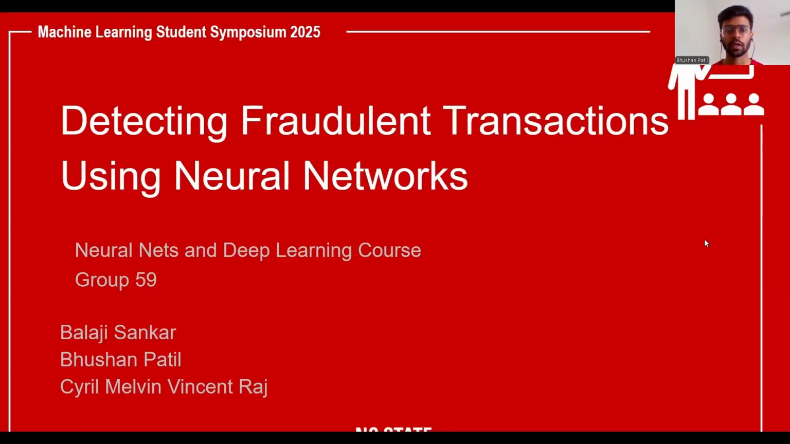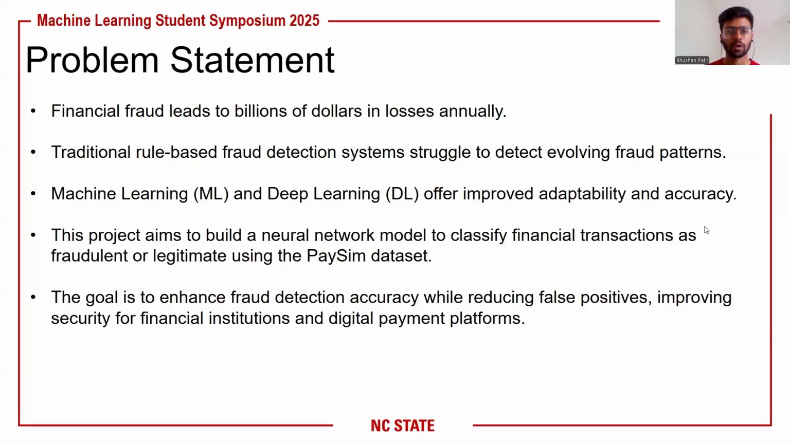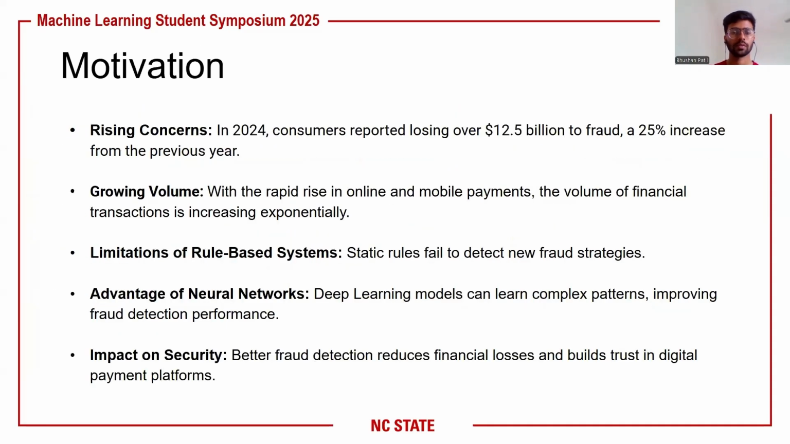We are Group 59 and we worked on fraud detection using neural networks. Financial frauds cost billions annually, and rule-based systems often miss new fraud patterns. This project uses the PaySim dataset to train a neural network that classifies transactions as fraud or not. The goal is to improve accuracy while reducing false positives to enhance security in digital payments.